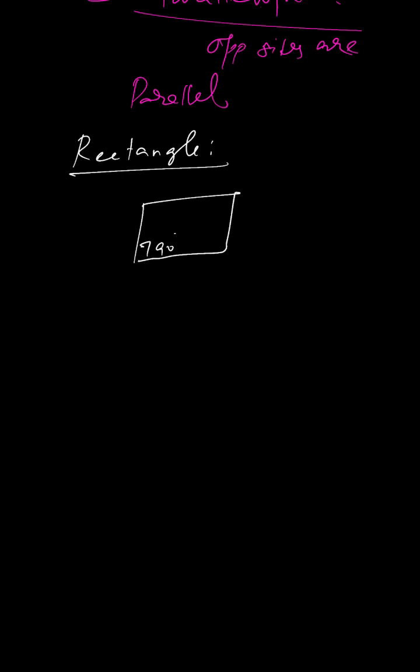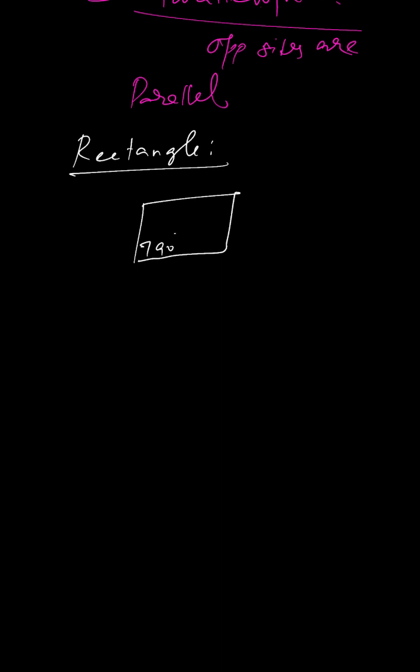To understand it very simply, the parallelogram and the rectangle are similar figures. Opposite sides are parallel and opposite sides are equal. Diagonals are not equal in a parallelogram. Diagonals are equal in a rectangle. All the angles are 90 degrees in a rectangle. That is the only difference between a rectangle and a parallelogram.